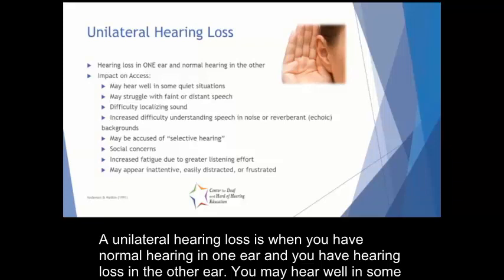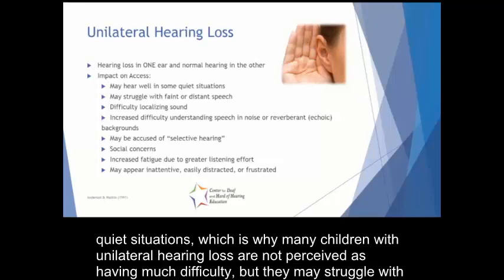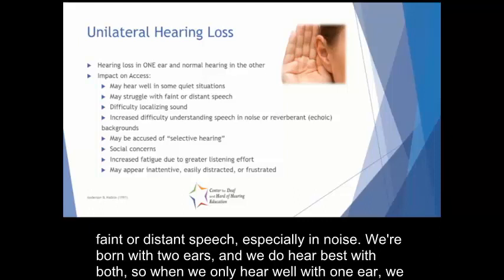A unilateral hearing loss is when you have normal hearing in one ear and you have hearing loss in the other ear. You may hear well in some quiet situations, which is why many children with unilateral hearing loss are not perceived as having much difficulty, but they may struggle with faint or distant speech, especially in noise.